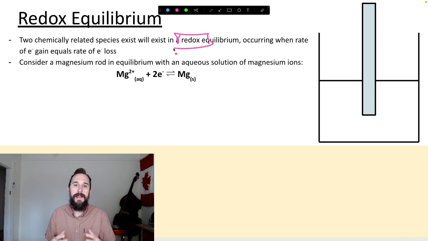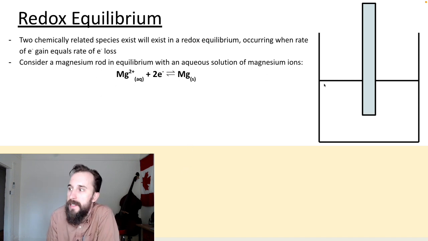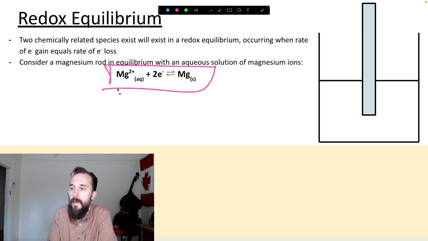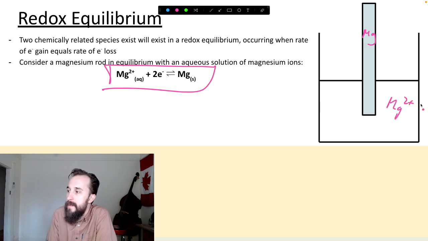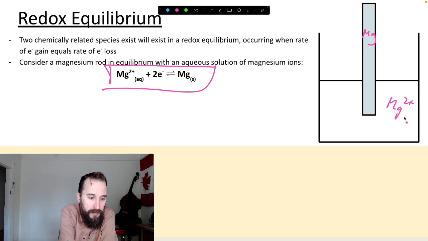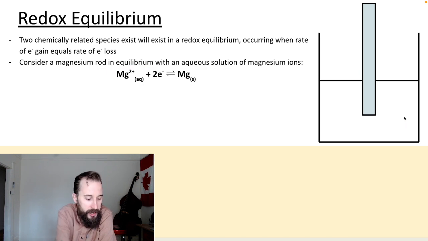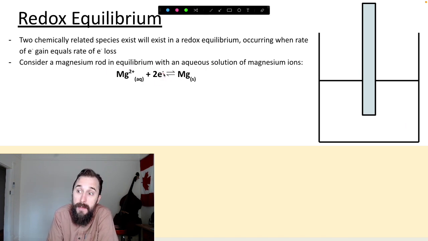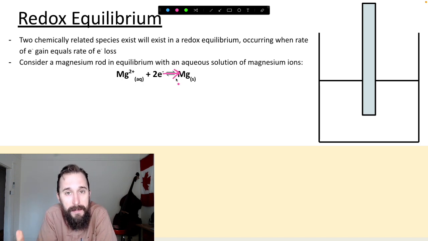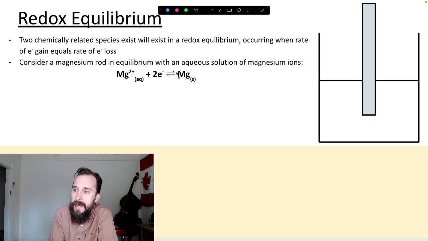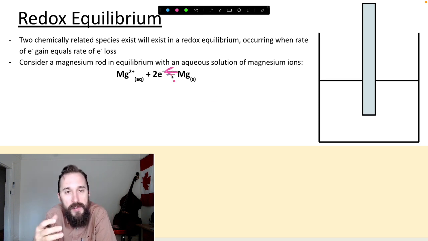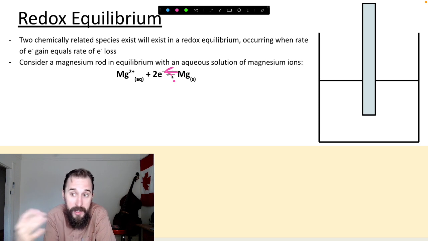So putting these two ideas together, essentially what we're saying is that if we consider this equilibrium system, where I place a magnesium rod, for example, into a magnesium ion solution, we have a forward reaction occurring, where our magnesium ions are being reduced to the magnesium metal. And then we have the reverse reaction going, the backward reaction, where the magnesium atoms are being oxidized into the magnesium ions. And at a certain point, an equilibrium is going to be established.